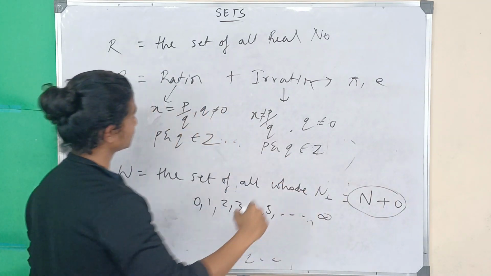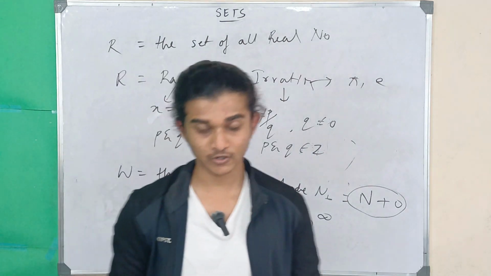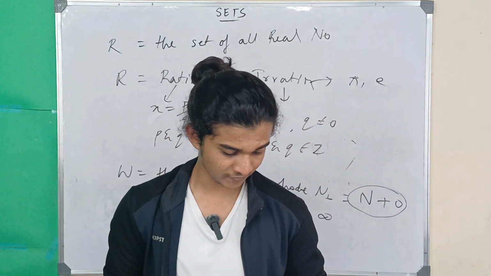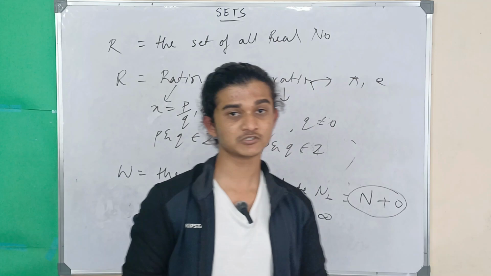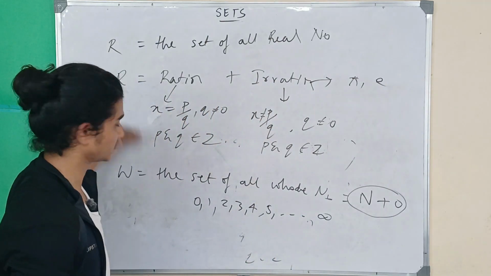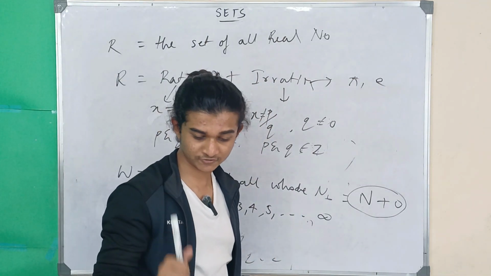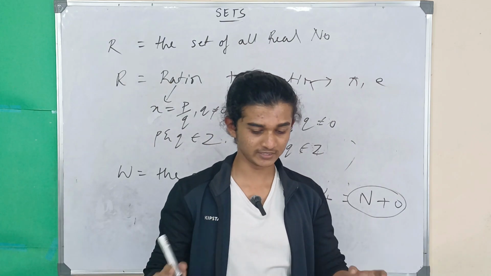So that's it. This was the basic introduction to how you can represent sets, and all the different types of sets which are used in mathematics. So we saw all those. Let us see a few problems and try to understand it in more detail.